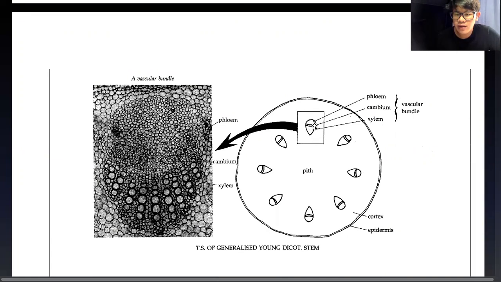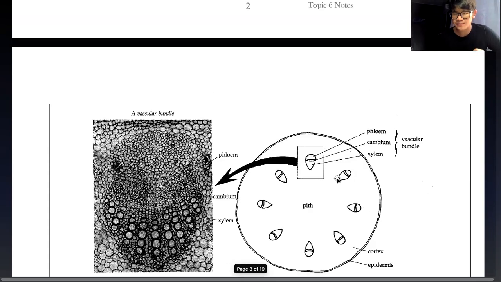Oh, by the way, the tissue in the middle between the phloem and xylem is what we call cambium. But for you guys, you don't need to know so much about cambium. It's enough for you to know the position of phloem, position of xylem, function of phloem, function of xylem. No need to know the rest.